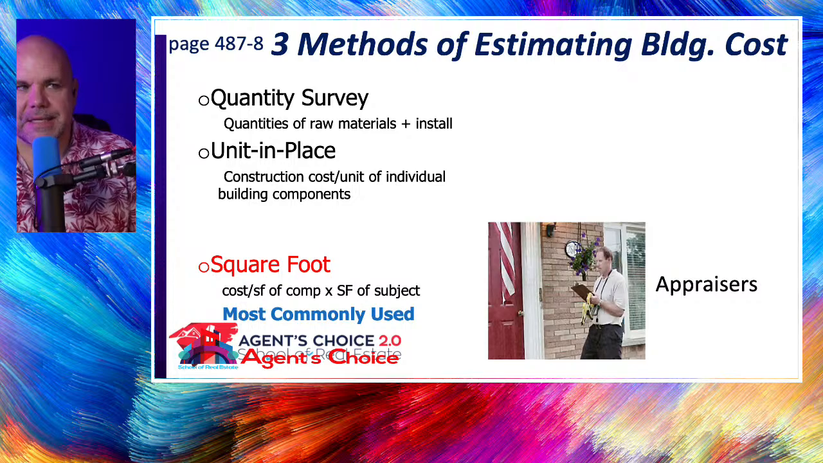The unit in place method is, instead of looking at the quantity of the raw materials, it's saying it's going to cost this much to build this unit of building component. And we're adding it up in chunks of units. So a contractor will use one of these two. Appraisers tend to use price per square foot.